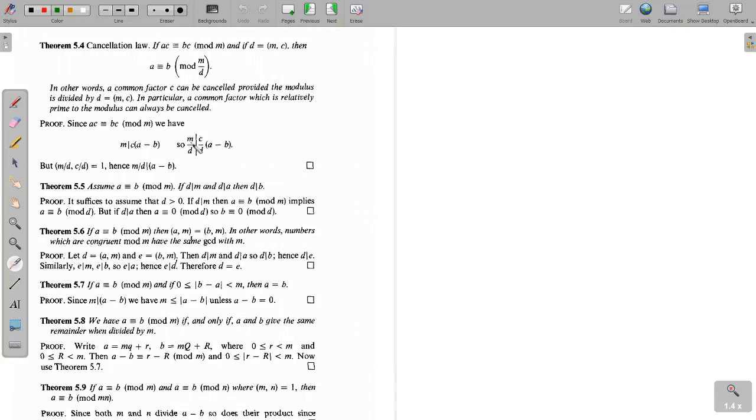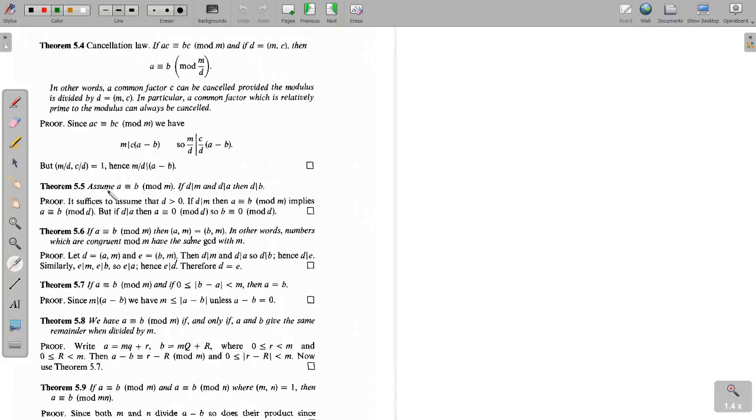The greatest common factor of this M and C is D. So if we extract that D from M and C, the remaining part will always be relatively prime. So this M by D does not divide the C by D, as its GCD is 1. Then M by D divides this A minus B. So M by D divides A minus B means A is congruent to B mod M by D. So this is what we call the cancellation law.